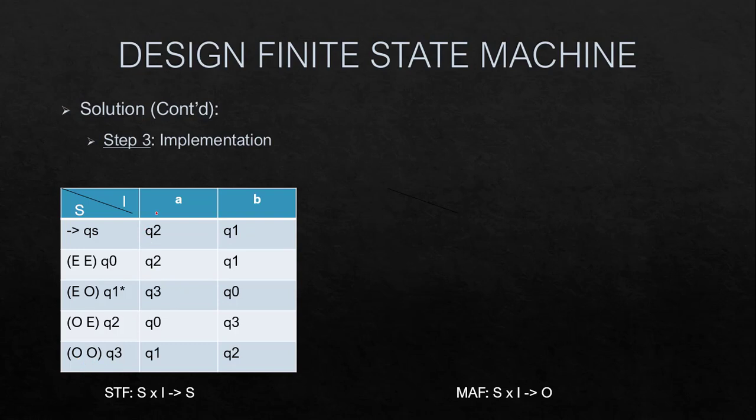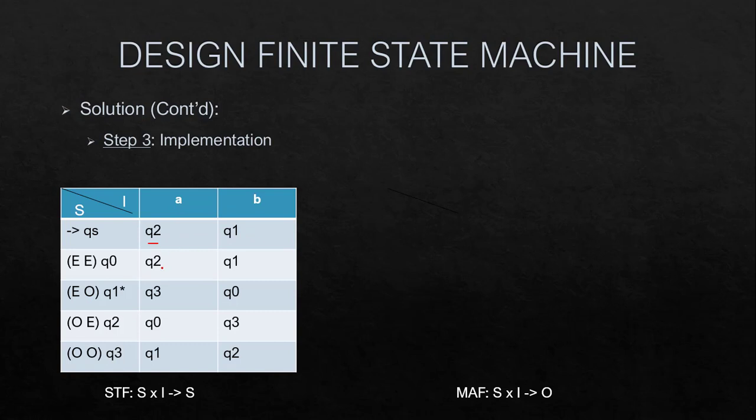So when the first input symbol appears as A, it becomes odd number of A's and even number of B's, since B is 0. So we will transit to Q2 state. When we get the first input symbol as B, then it will transit to Q1 state, because then it will be even number of A's and odd number of B's, that is 0 number of A's and 1 number of B.